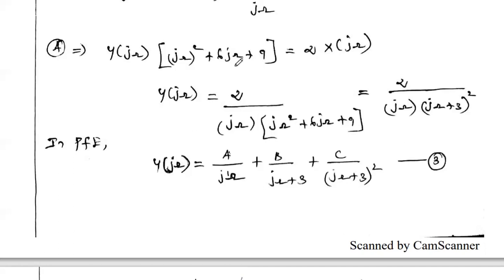Now we got the Y of j omega expression, but we want the time domain output y of t. So we have to convert this frequency domain answer into a time domain answer. To do that, we have to take the inverse Fourier transform. You are familiar with that. Using partial fraction expansion, we are going to solve.